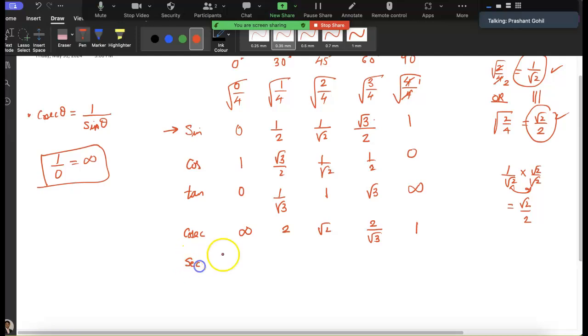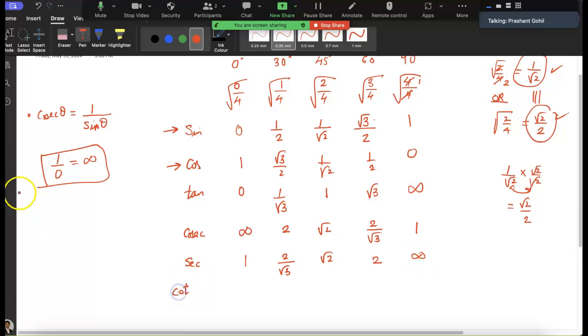When you're writing your sec, sec is reciprocal of cos. So tell me all the reciprocals, come on quickly. 1. 2 by root 3. 2 by root 3. Root 2. 2. Infinite. Correct. Good.